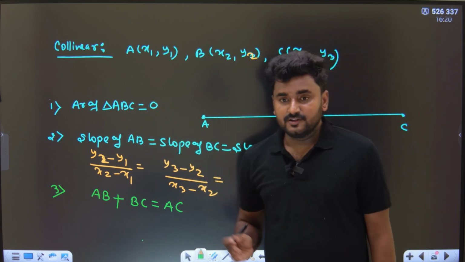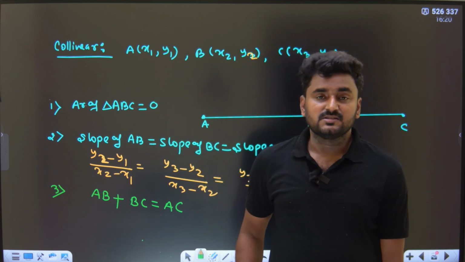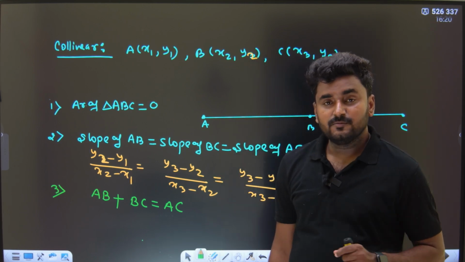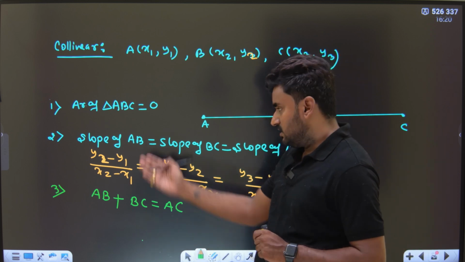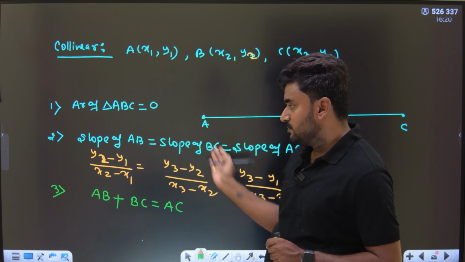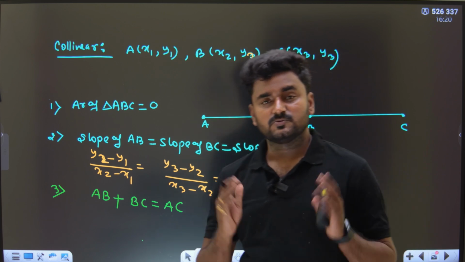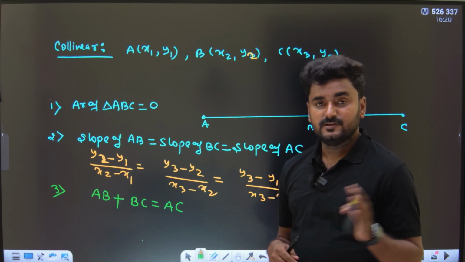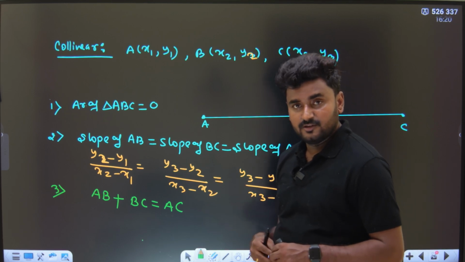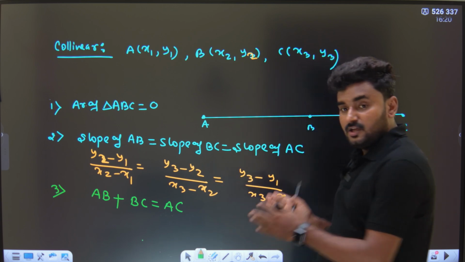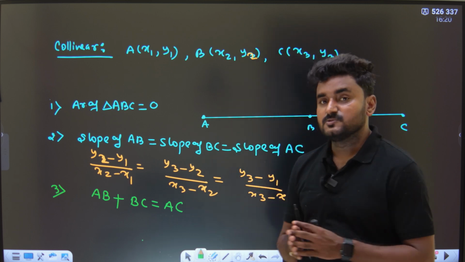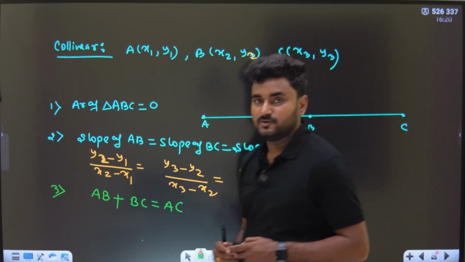like if you get that triangle ABC has area 0, in that case you will say that the 3 points A, B, C are collinear. Or if you find the slope of AB, slope of BC and slope of AC are all equal, in that case also you will say the points are collinear. And again if you find AB plus BC equals AC, in that case also you will say the points are collinear.